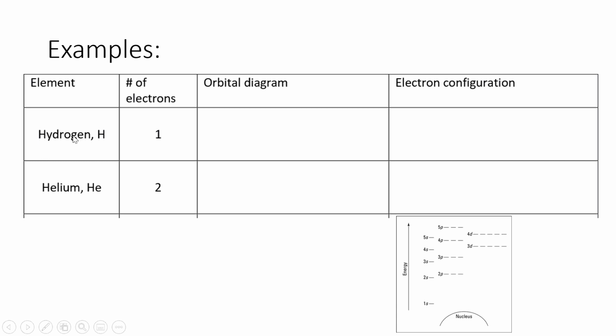Okay, so the first one, if we have 1 electron, it's going to go in the lowest possible orbital. So the orbital diagram might look like this. You could use a box or a line, whatever you would like, works. You could also draw the arrow up or down. So these are all acceptable variations for orbital diagram. The electron configuration is 1s1.